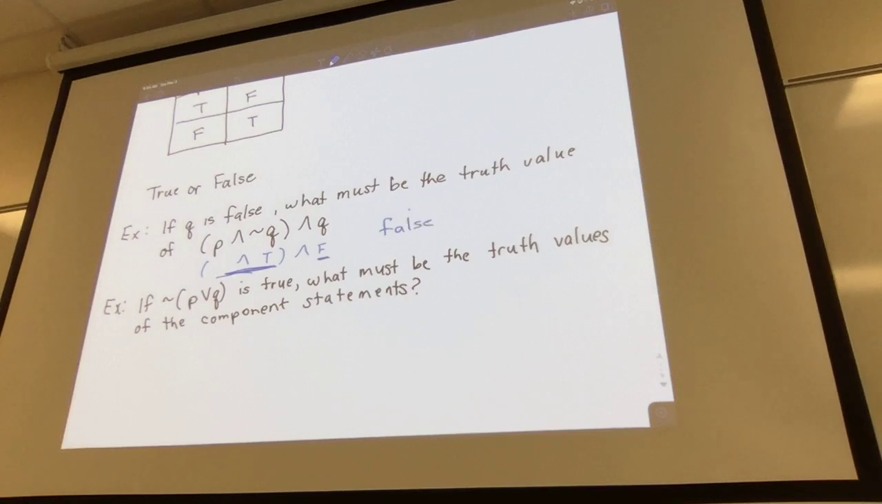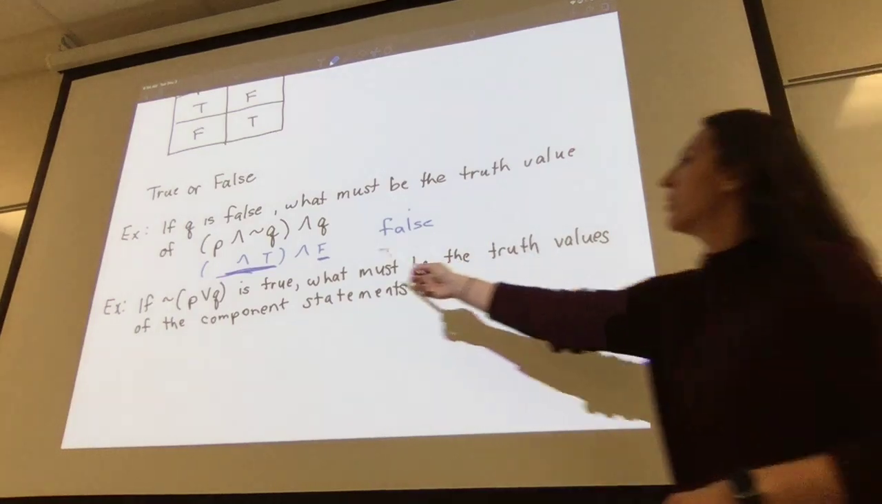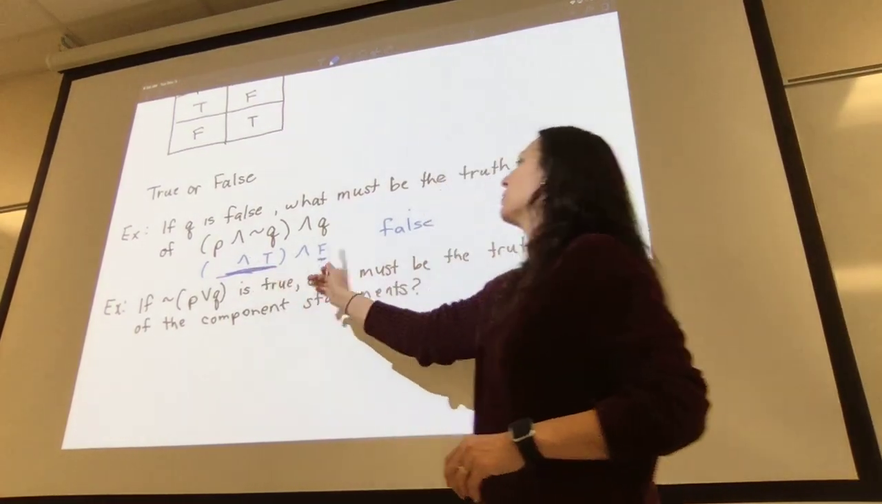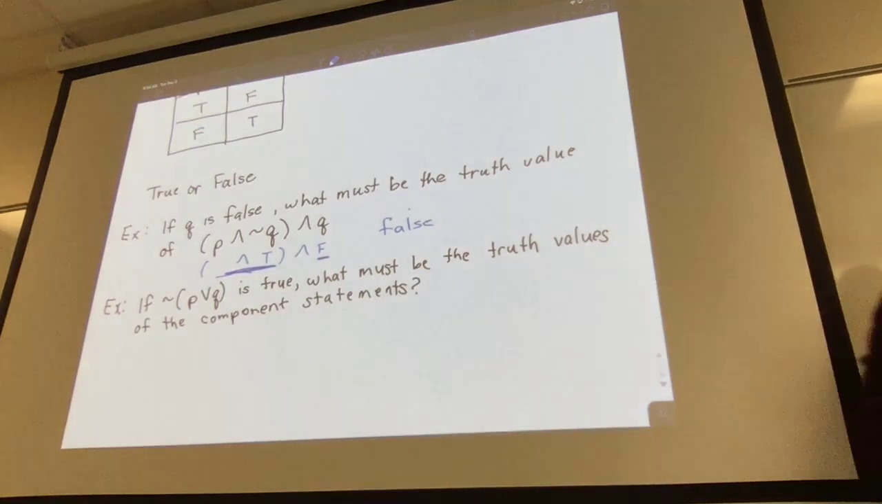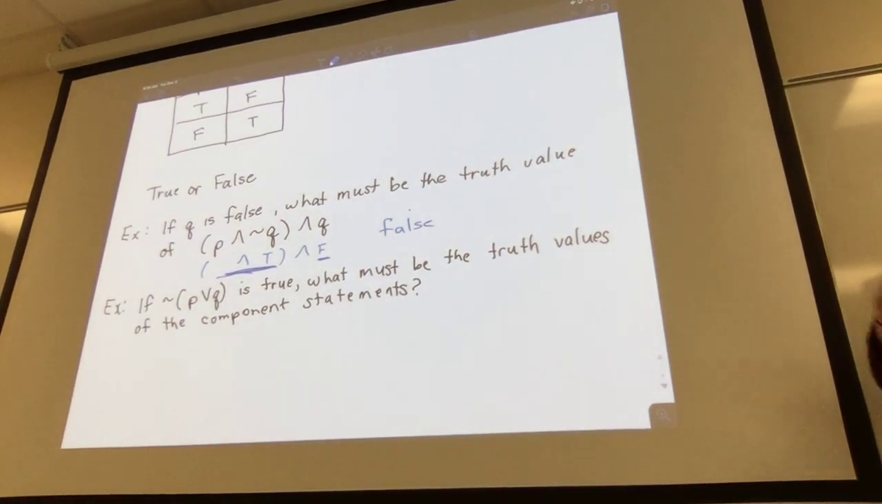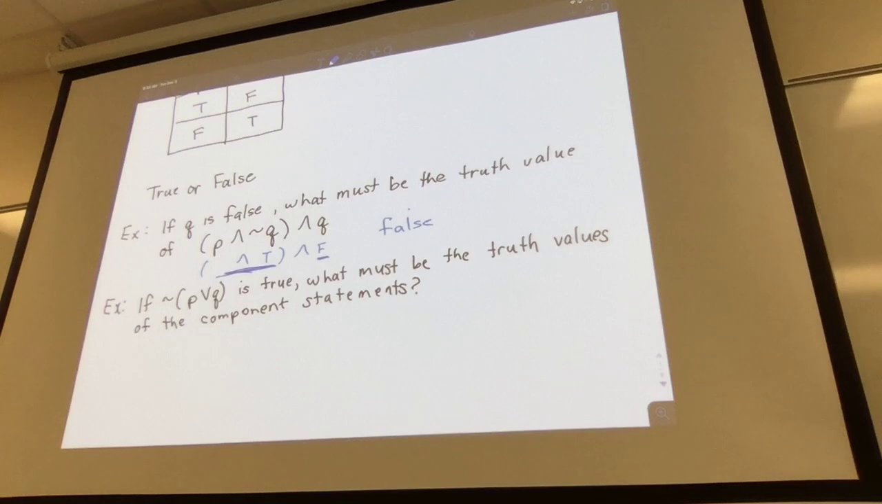So it says if Q is false, then P and not Q and Q must be false, since both conjuncts, both parts of the conjunction, must be true for the compound statement to be true. So for us to have a true and statement right here, both parts must be true. And since we know this one's not, it's automatically false. We don't even know necessarily P, but we know enough information that it's going to come out false.